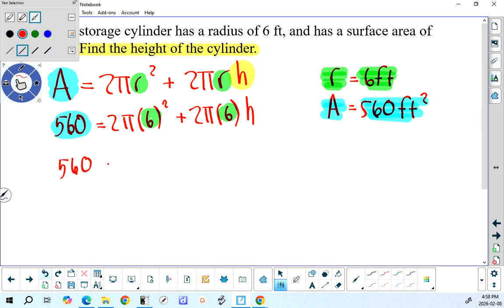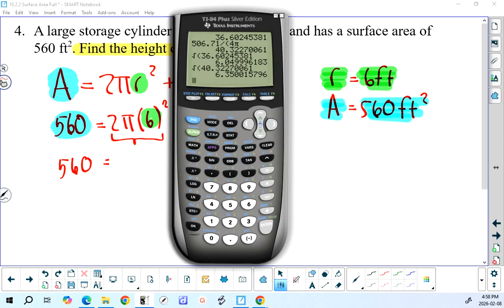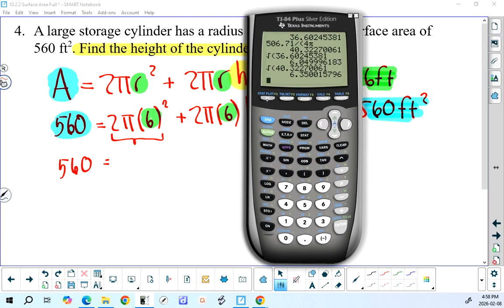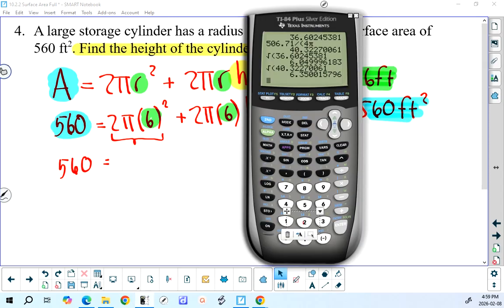560. This is just a number. Don't be confused by the fact that it says 2 times pi times 6 squared. Figure out what the number is. 2 times pi times 6 squared equals 226.19467.